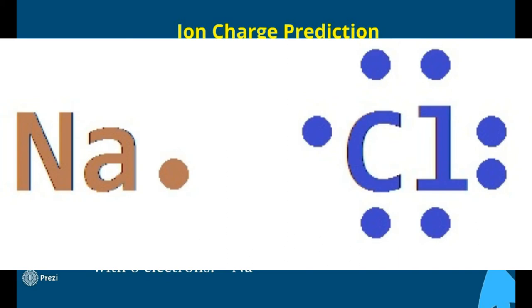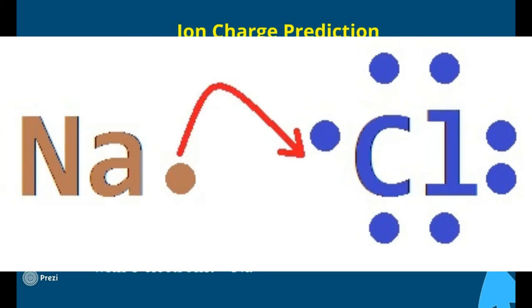1, 2, 3, 4, 5, 6, 7. So when they do get together, it turns out that sodium is not just bonding right there. They're not sharing. That chlorine stole that electron from sodium. And what he's going to do is drop down to his previous energy level.